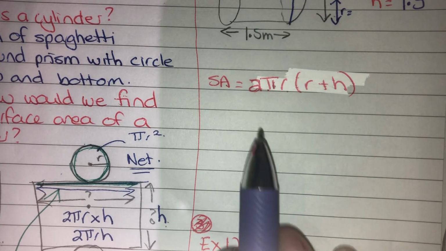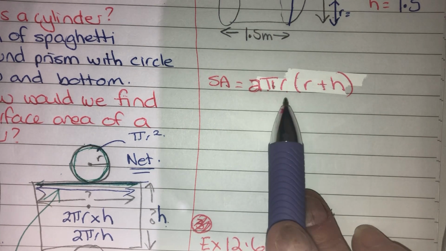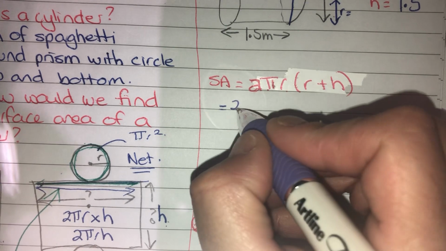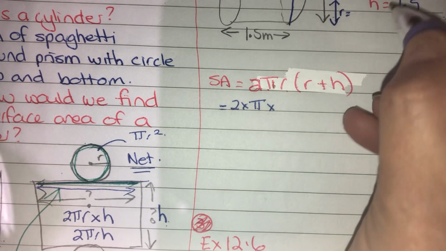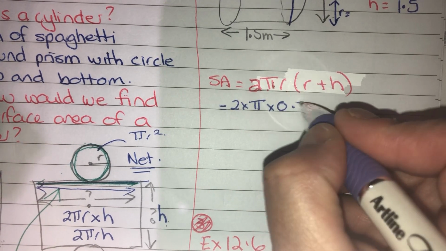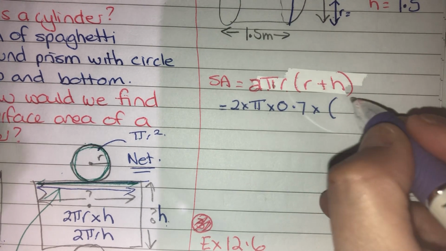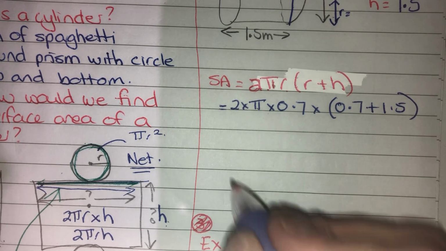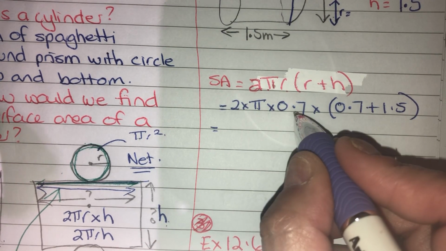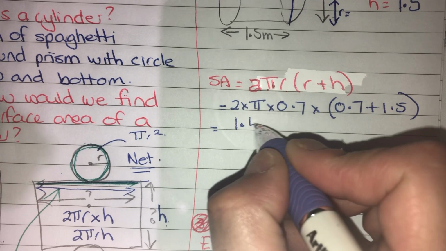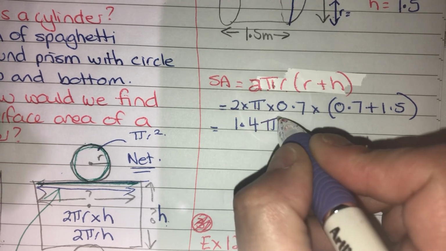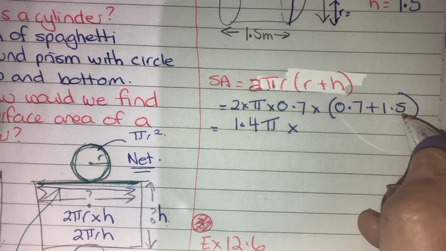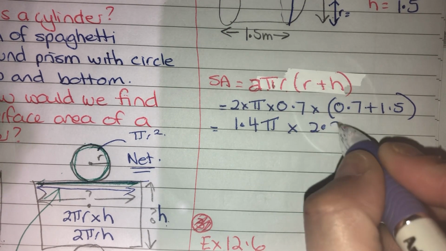All right, formula as it was before, 2 pi r bracket r plus h. So let's plug it all in. 2 times pi times radius is 0.7 times in the bracket 0.7 plus 1.5. All right, 2 times 0.7, we know that's 1.4 pi, multiplied by 1.5 plus 0.7 is 2.2.